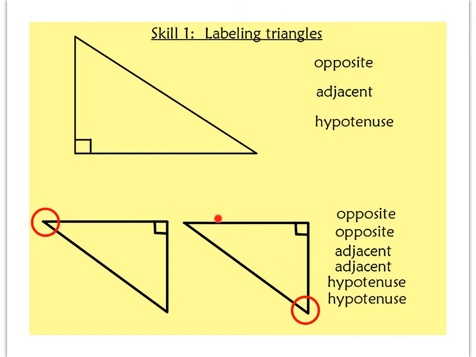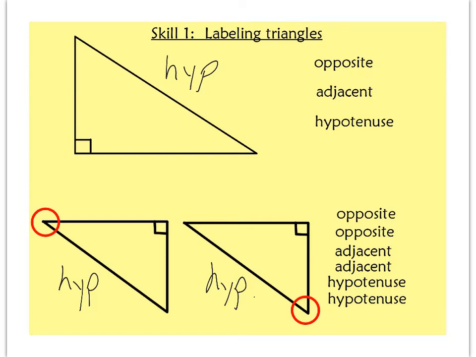Doesn't matter which angle we're talking about. Hypotenuse always is across from the right angle. So it never moves. Now the challenge with opposite and adjacent is that those are terms that depend on where you start. To give you an example, if I say someone is across from me, well, that depends on where I'm standing, depends on where they are, right?